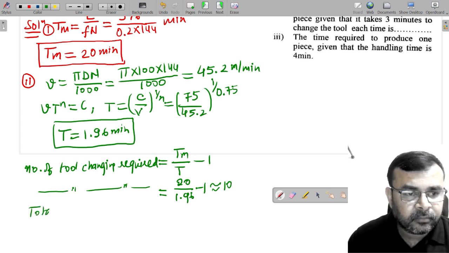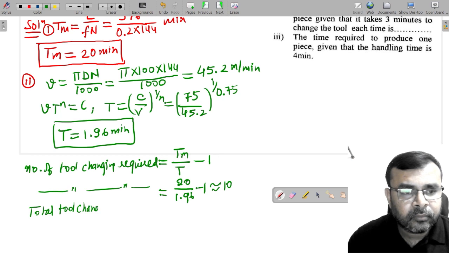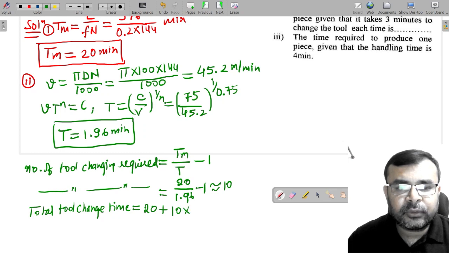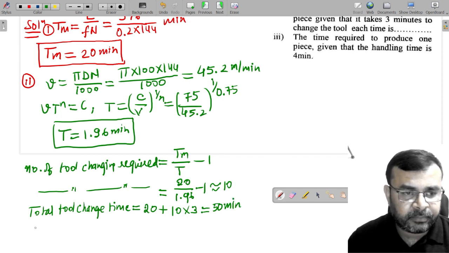Total tool change time is equal to 20 minutes for machining plus 10 times we need to change the tool, and every time it takes 3 minutes. So this is 50 minutes. Correct? This is 50 minutes.